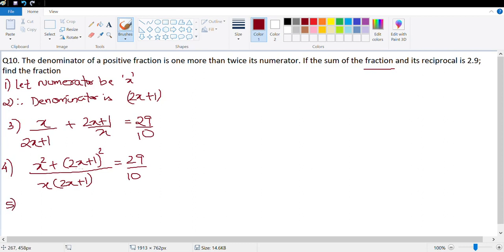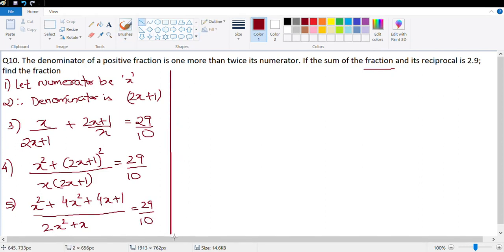Yes, that's correct. Now let's open the brackets. So this is x square plus 4x square plus 4x plus 1. Yes, 2x whole square is 4x square, 2 into 2x into 1 is 4x, plus 1 square. Upon 2x square plus x is equal to 29 upon 10. Let's cross multiply. So when I cross multiply, I get 29 times 2x square plus x is equal to 10 times x square plus 4x square, that's 5x square plus 4x plus 1.